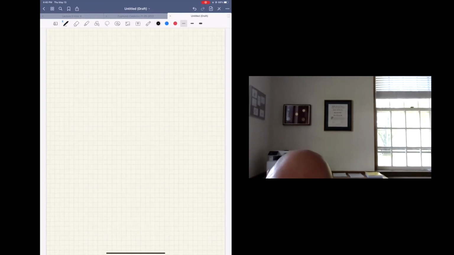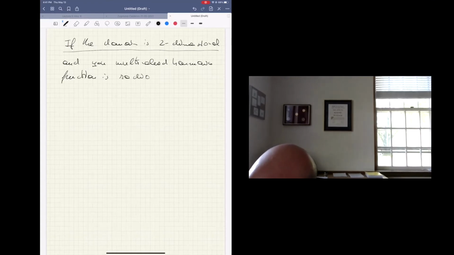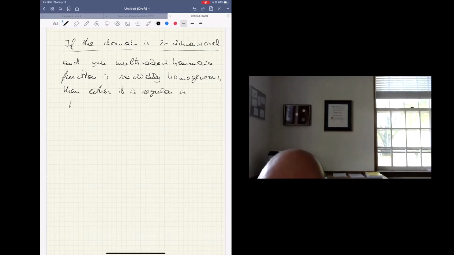Okay, so now here there's something which is not so difficult to find out. So if the domain is 2-dimensional, and your multivalued harmonic function is radially homogeneous, okay, then either it is regular, or the origin is an isolated singularity.